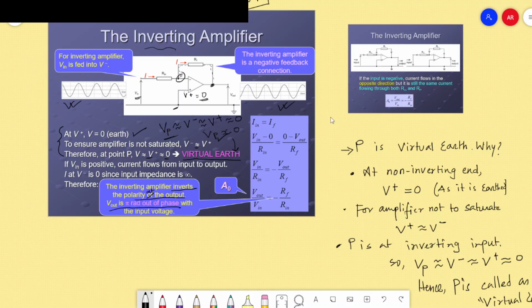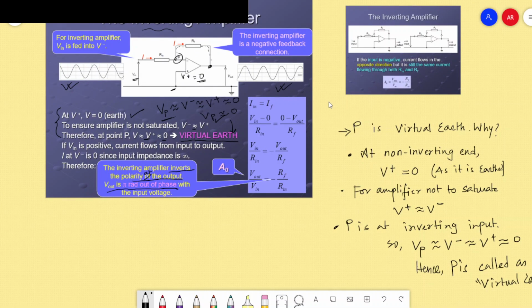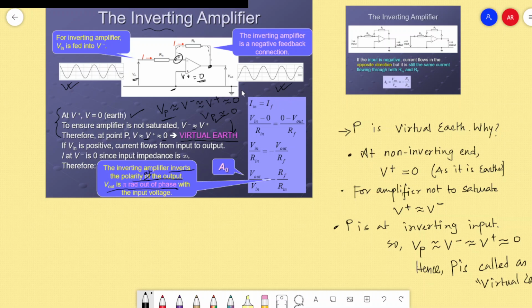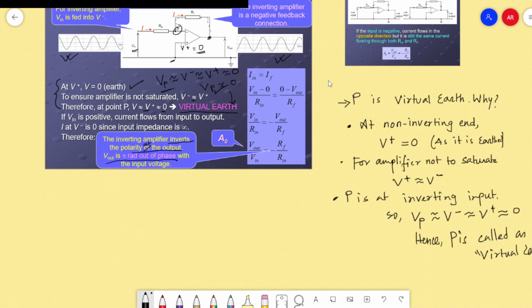So this is the answer, why P is at virtual earth. Now we are going to get the equation of the inverting amplifier. As I mentioned earlier, in the inverting amplifier we are going to feed some of the output voltage back to the input, and there is a resistance at the input end and at the feedback part as well.